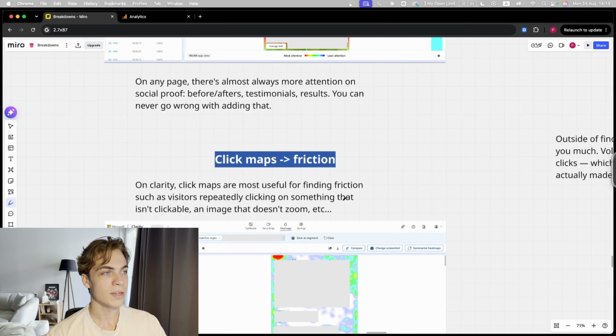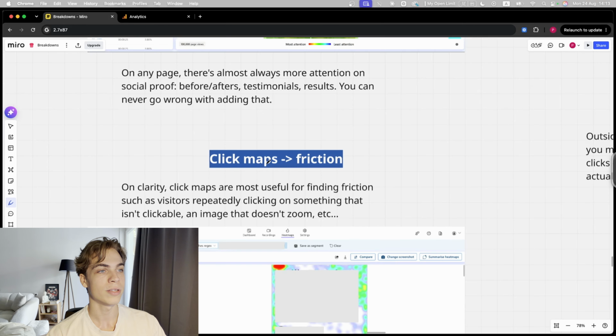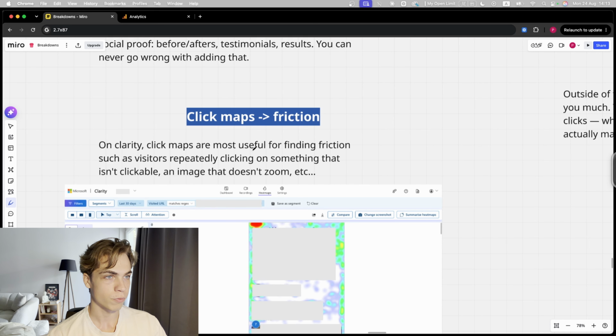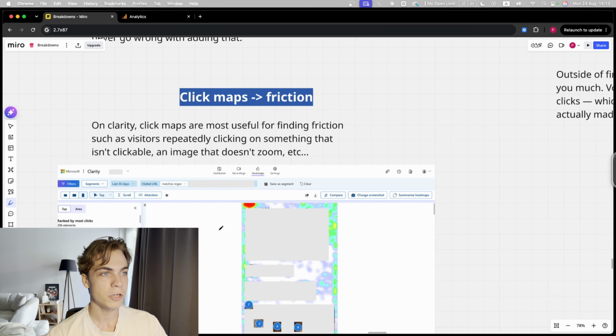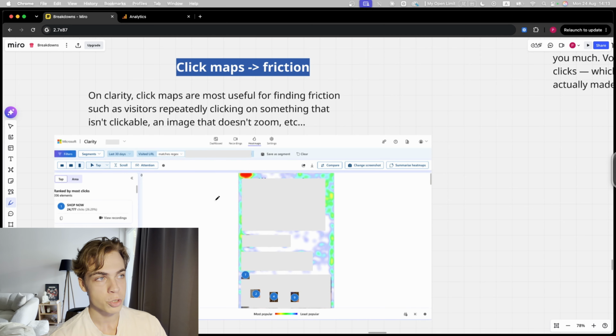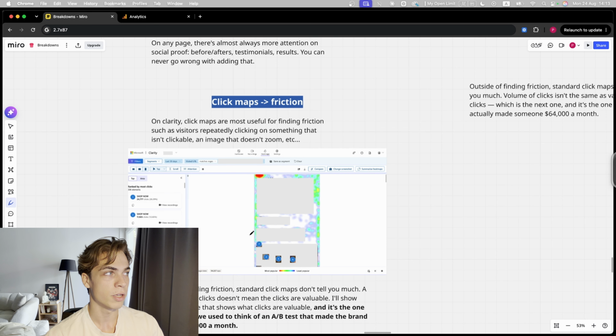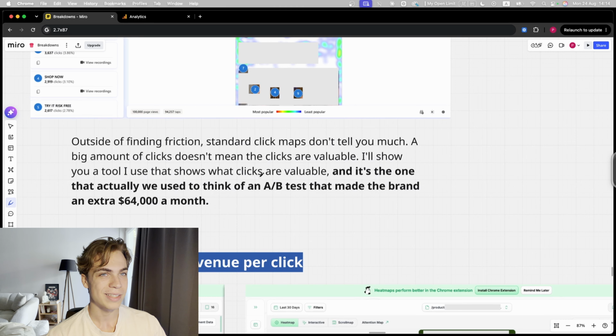Now, click maps is the next thing, and this is basically showing you where there is friction. So on Clarity, click maps are most useful for finding friction, such as visitors constantly clicking on something that isn't clickable, or clicking on an image that doesn't zoom. These are small inconveniences that still might make someone not want to buy. But outside of finding friction, standard click maps don't tell you much, and a big amount of clicks, for example, doesn't mean that those clicks are actually valuable.